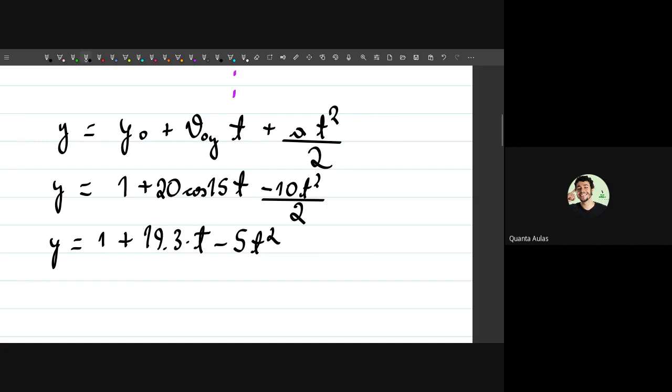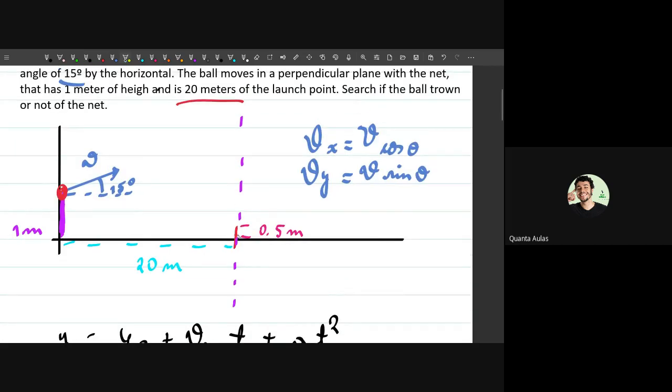So what can I do here? I don't know the time. So I need to know. How can we get the time? Do you know how we can get this time, the time when the ball arrives at this position? Do you know?